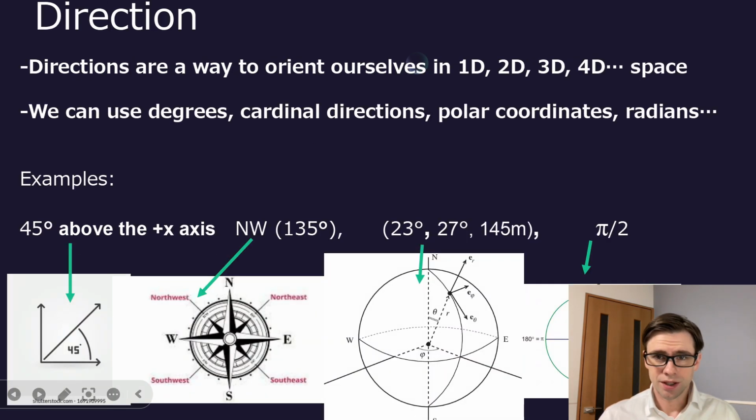So vectors that we're going to get into do have direction. And we need to define direction in a little bit of detail. So directions are ways that we can orient ourselves in one-dimensional, two-dimensional, three-dimensional, four-dimensional, and so on kinds of space. So you guys might know one dimension is like on a line. You can go forward or backward.